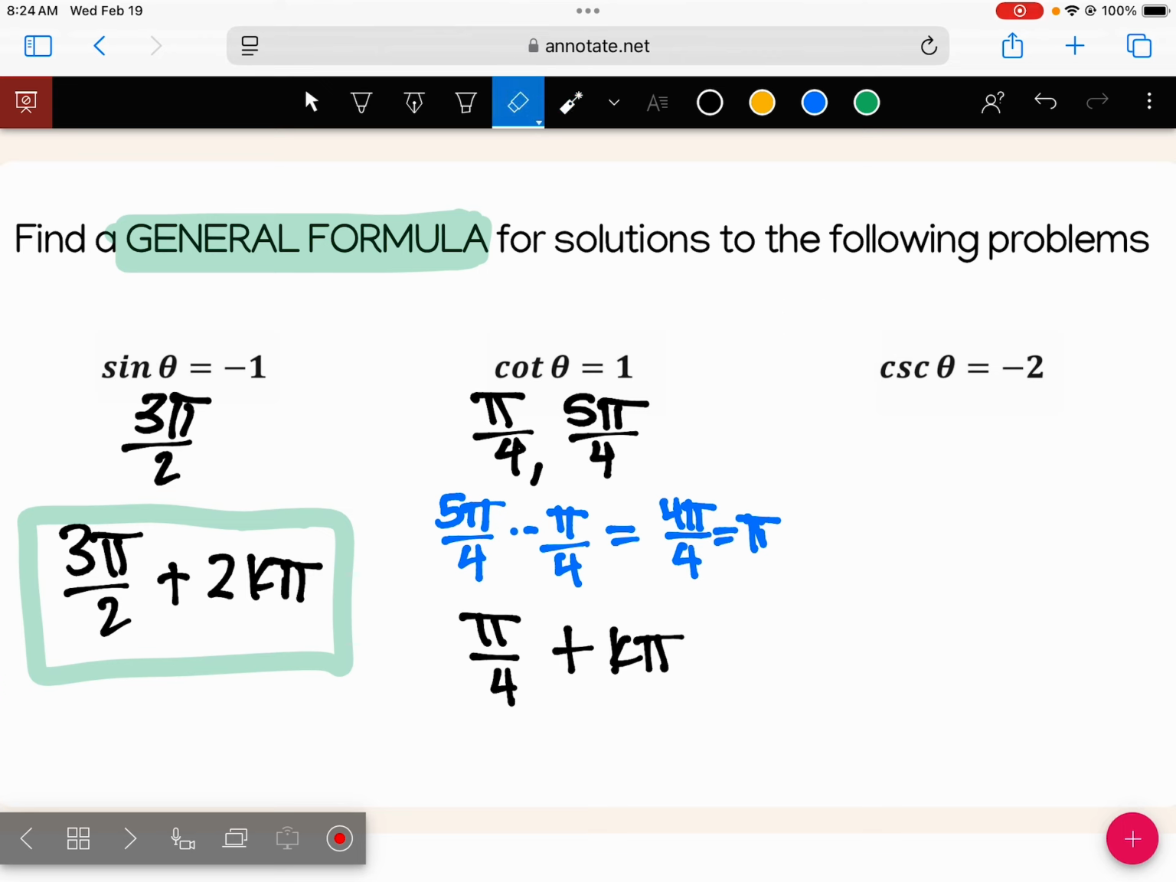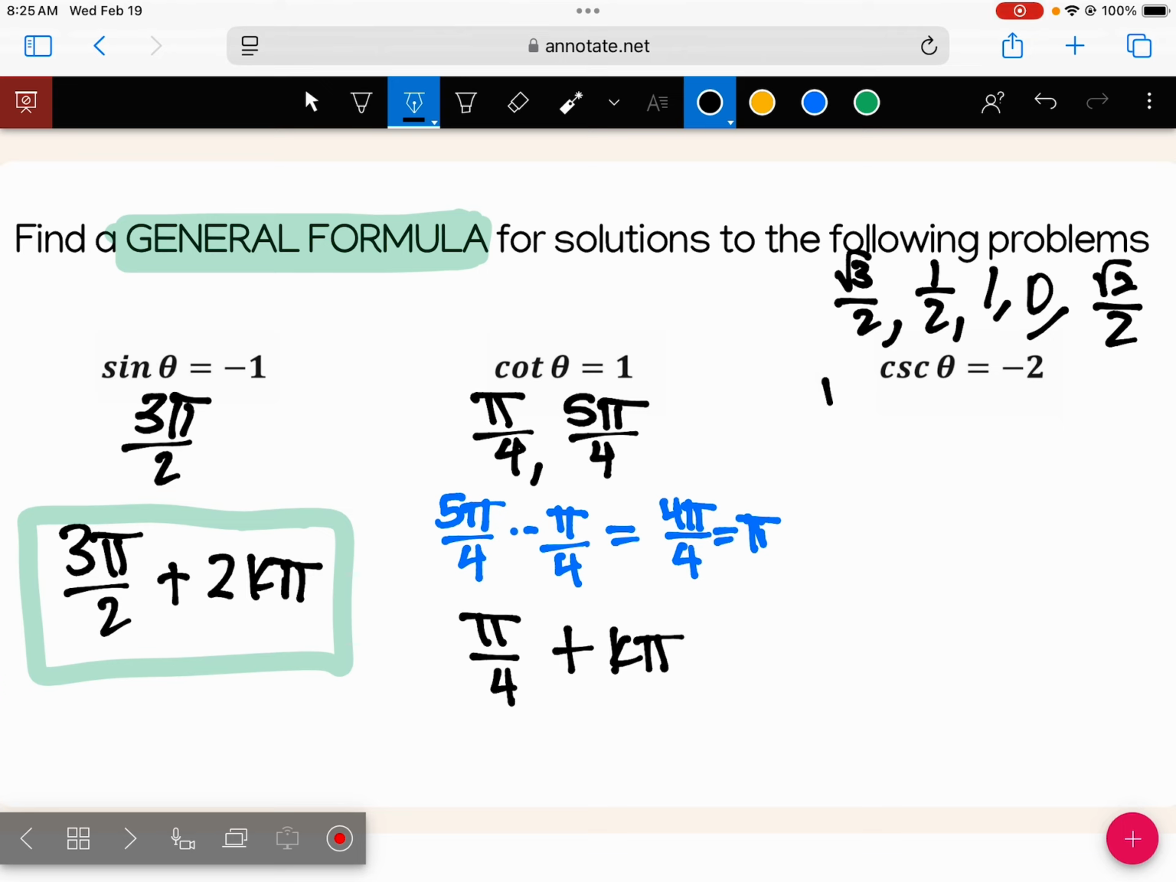So let's try that here with cosecant equals -2. Looking at our possible values, we have, that's really big, we have a √3/2, we have a 1/2, we have a 1, a 0, and a √2/2.